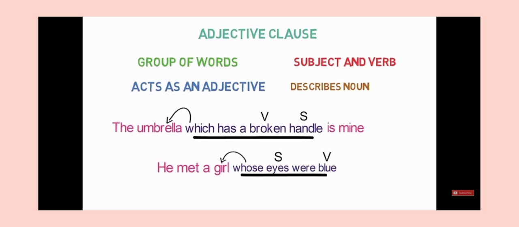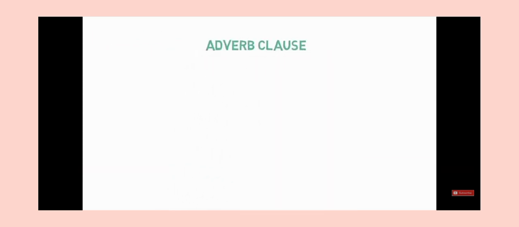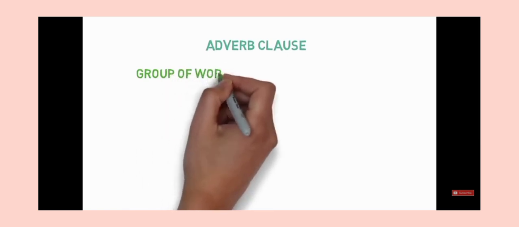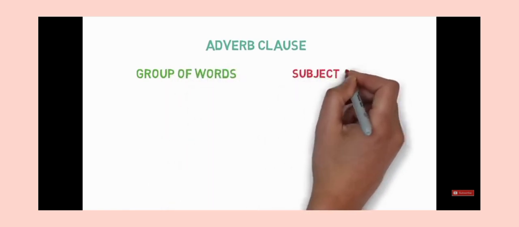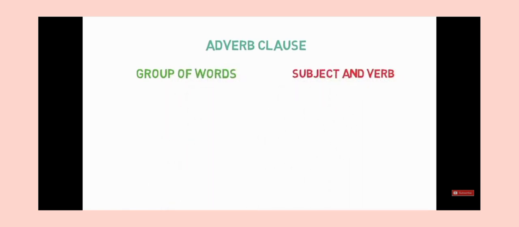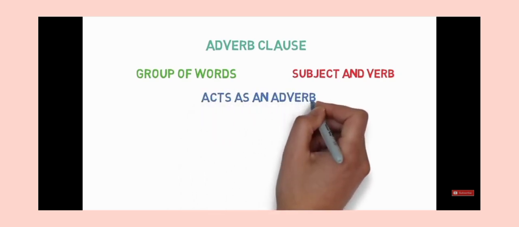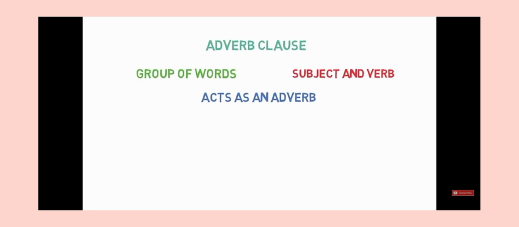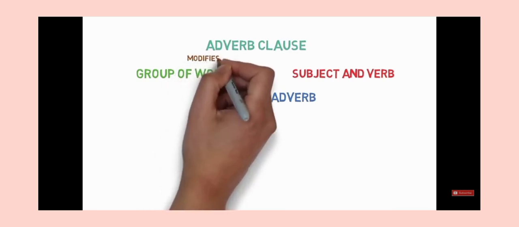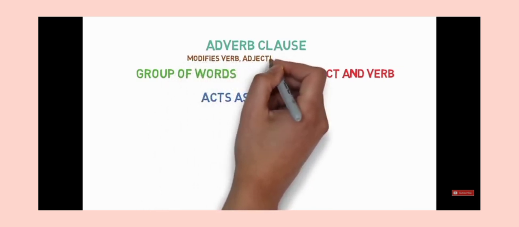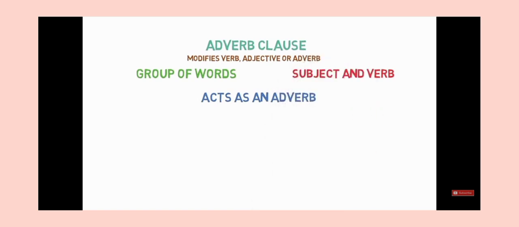Now let's look into the next type of clause, adverb clause. An adverb clause is a group of words having a subject and a verb of its own, and it acts as an adverb in the sentence. Now what does an adverb do? They modify verbs, adjectives or other adverbs in the sentence, and so does the adverb clause.